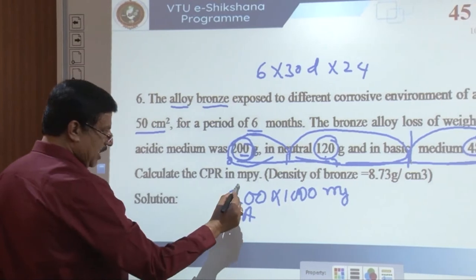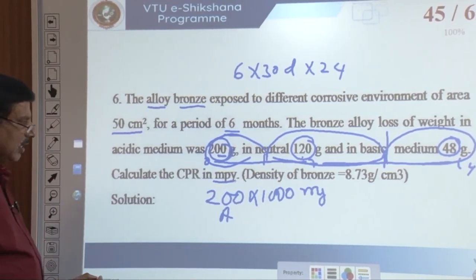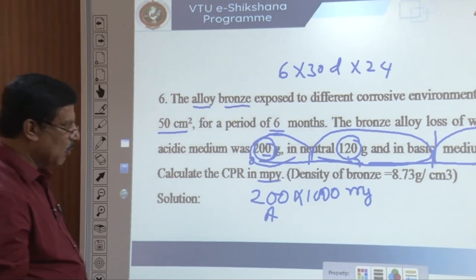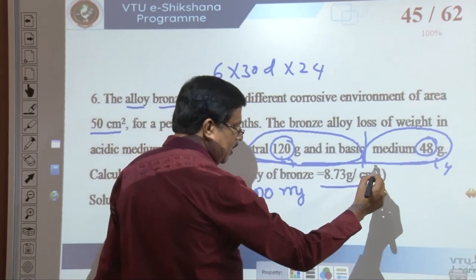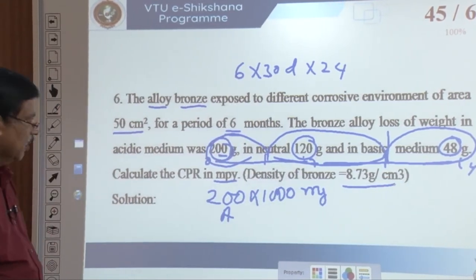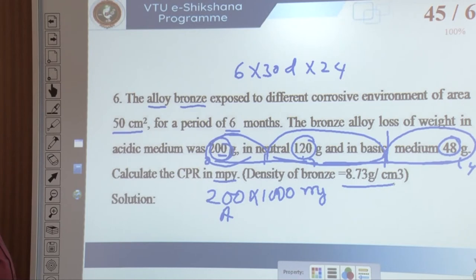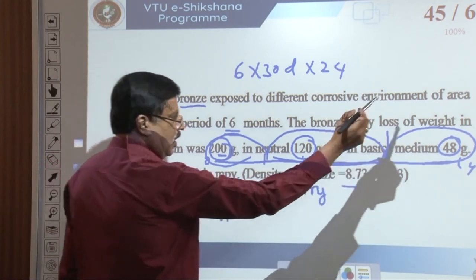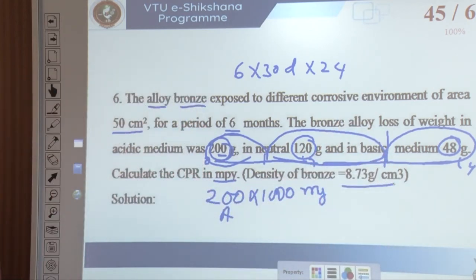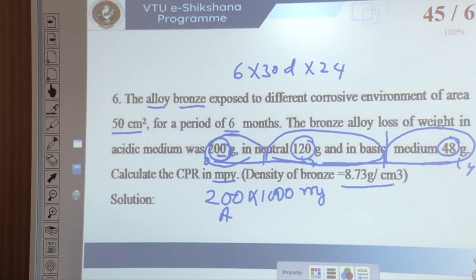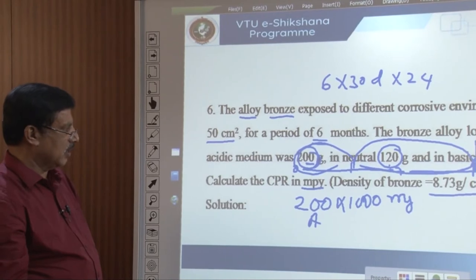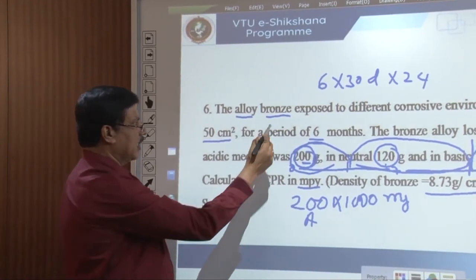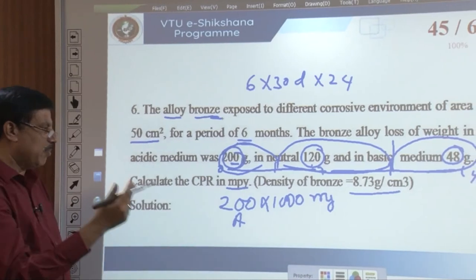Calculate CPR in mils per year. Earlier you were asked for millimeter per year. The density of bronze is about 8.73 gram per cc, or centimeter cube. So this is the one where you are going to calculate weight loss in acidic, neutral and basic medium. Why are we giving these values to you like this? When we give three values, we will give more marks, or you have to take any one to calculate, and you must understand that the corrosion penetration rate varies with pH.